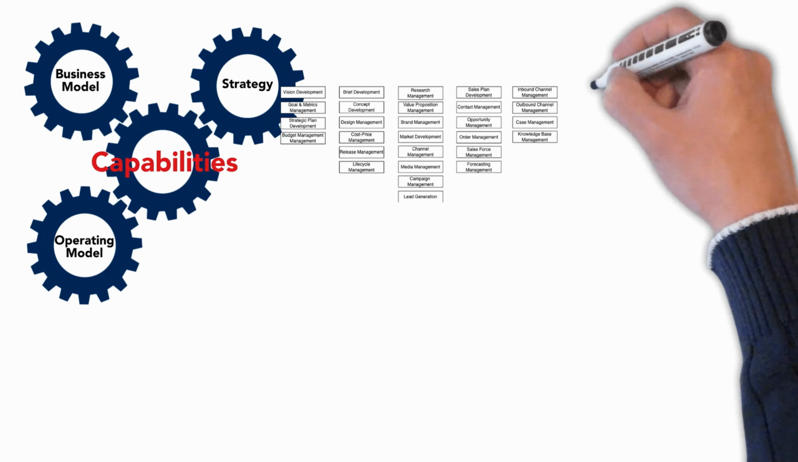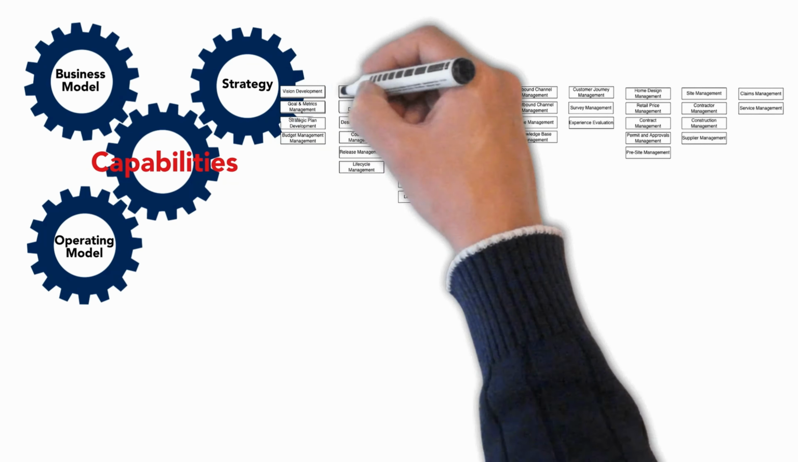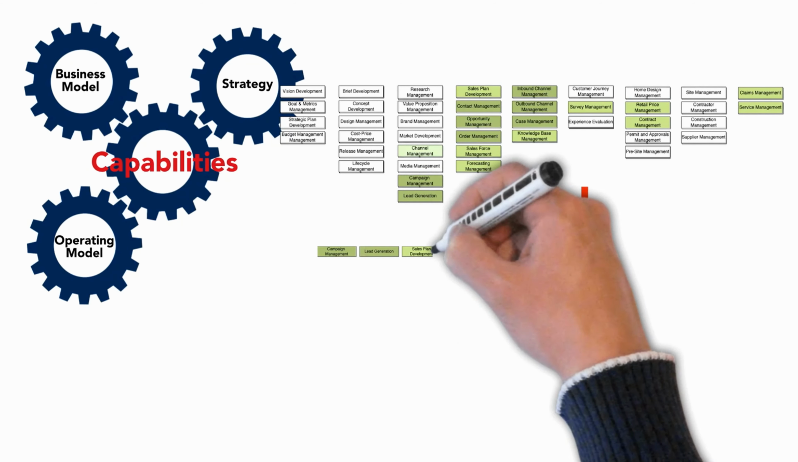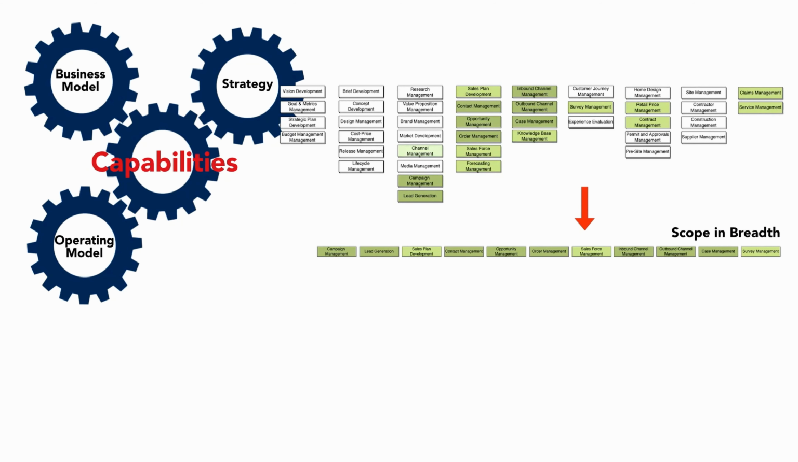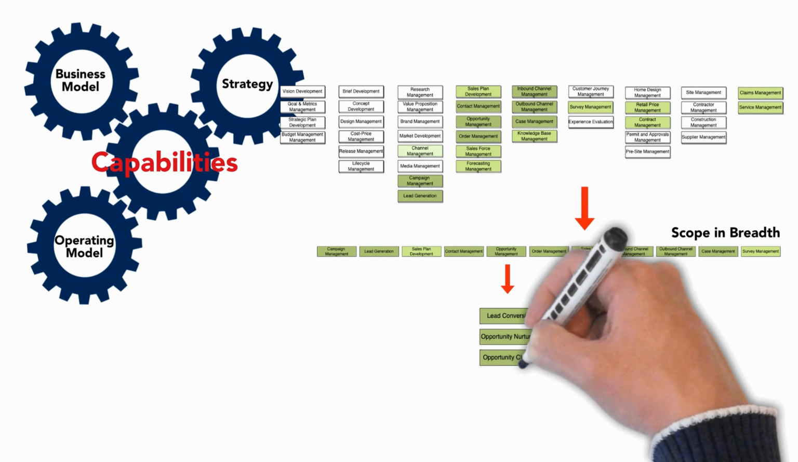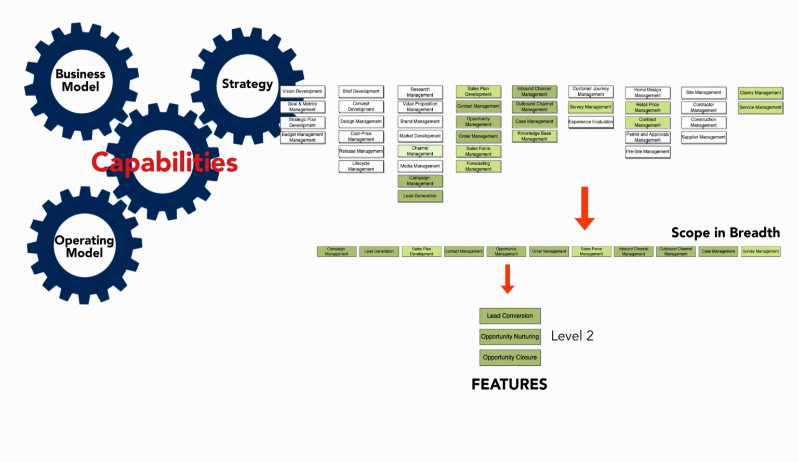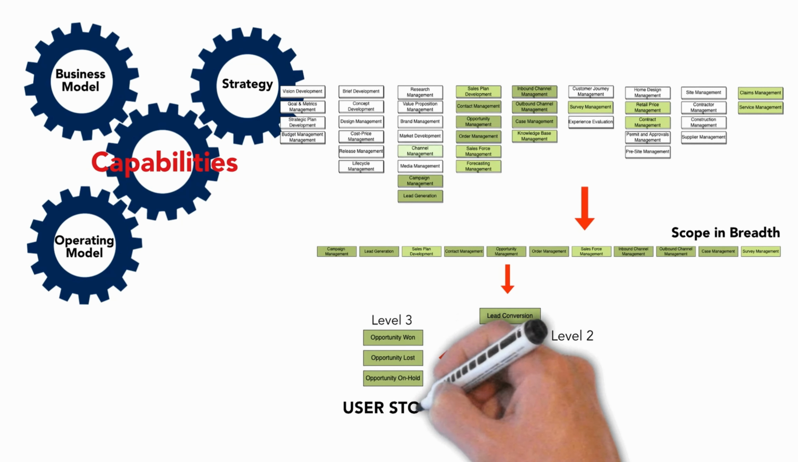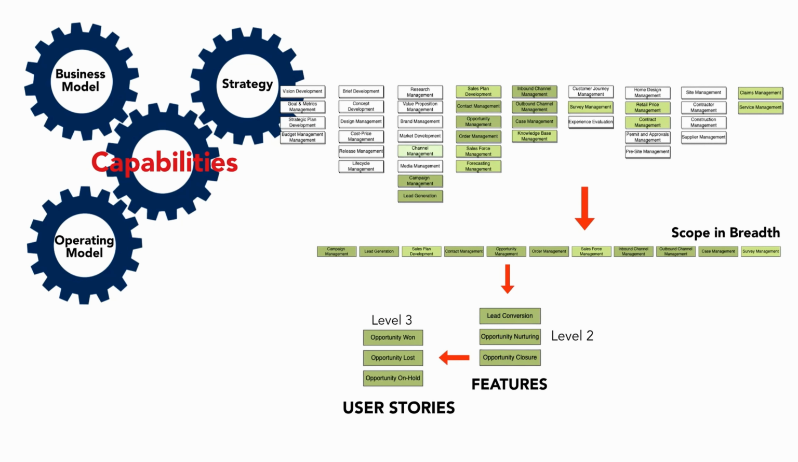Let's put it all together. The strategy, business model and operating model is supported by capabilities. Capabilities are mapped and assessed, and in this case, they are assessed against a new CRM. The Level 1 capabilities become epics and combined describe the scope in breadth. Level 2 capabilities become features. Level 3 capabilities become user stories, and together with Level 2 capabilities, the features and user stories describe the scope in depth.